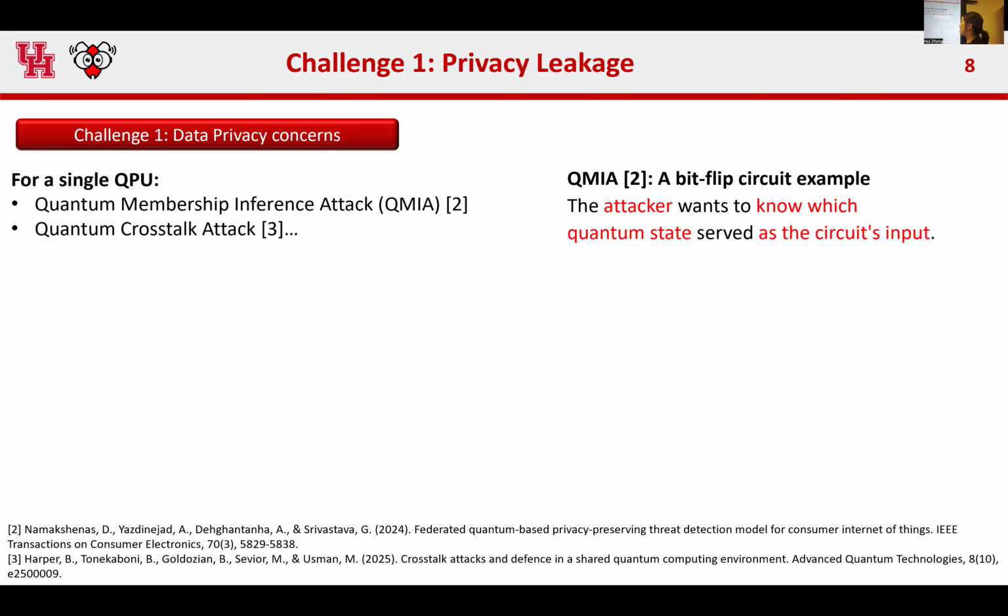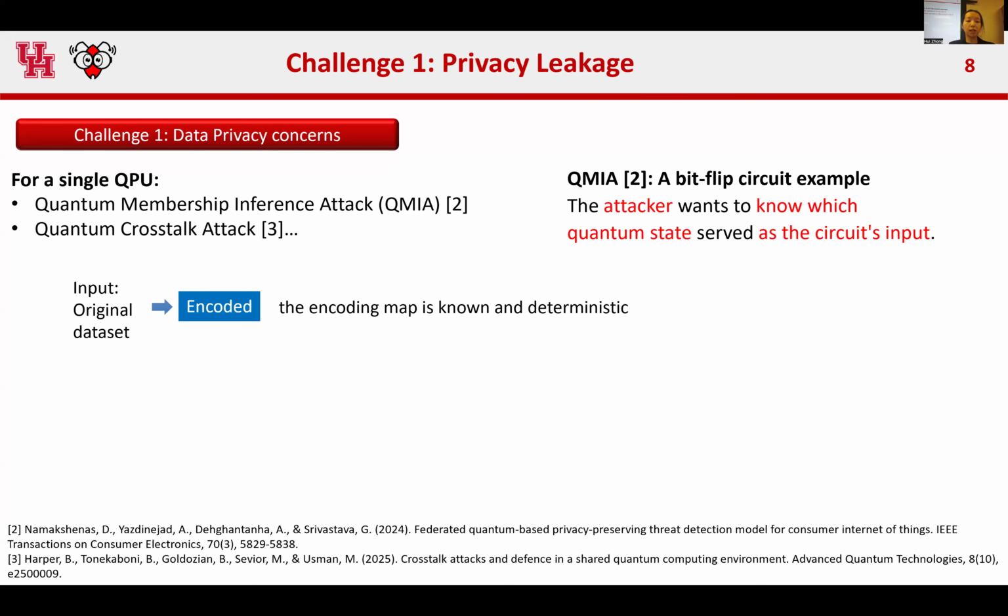The first one is the quantum membership inference attack. The attackers want to know which quantum state served as a circuit input. I will give you an example. Now we have an input, the original data set, and then we encode it. We assume the encoding map is known and deterministic, and it will encode the data to a quantum state. For example, the input is rho A or rho B.